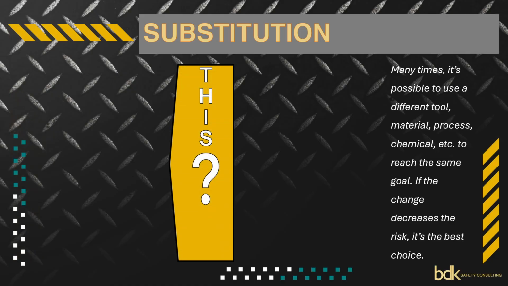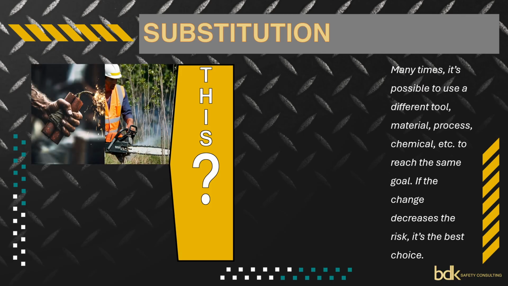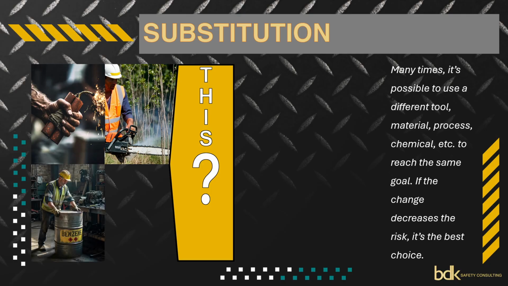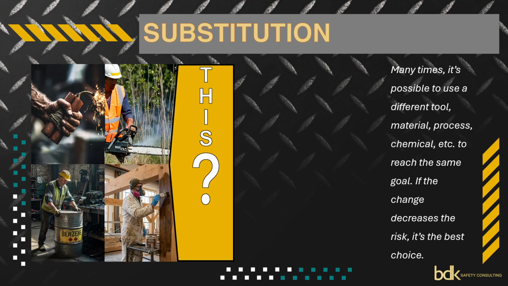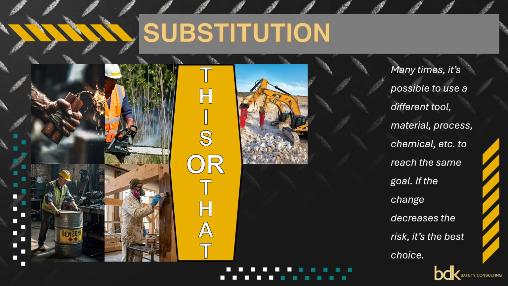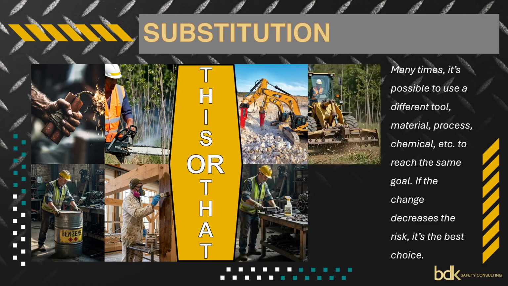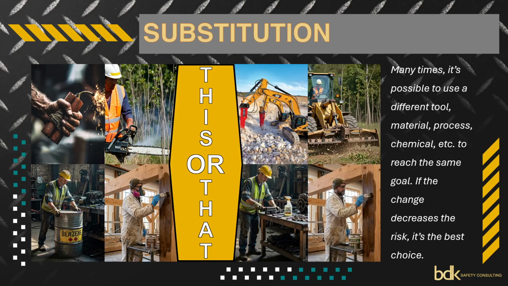Substitution is the next rung on the ladder as we work our way down the hierarchy of controls. This level of control will ask you whether there is another tool, process, material, chemical, design, travel route, etc. that will get the job done with lower risk to workers. This control can also be a hard sell because businesses tend to stick with ways that have proven profitability.